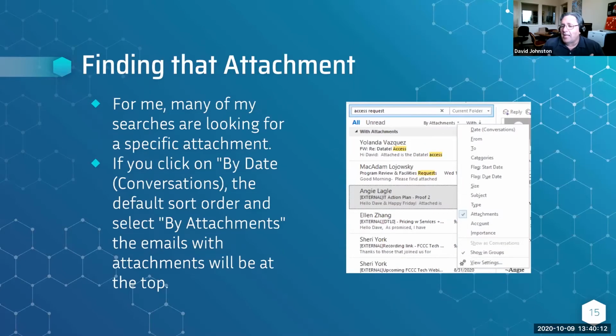So when you're looking for attachments, a really nice way to do that is when you're in that search, one of the options is the sort order. And so by default, it's date. But also one of the options is attachments. And so what that will do is that will put the attachments up at the top.